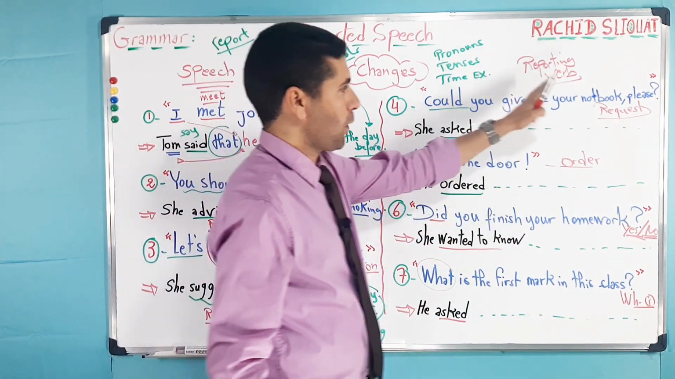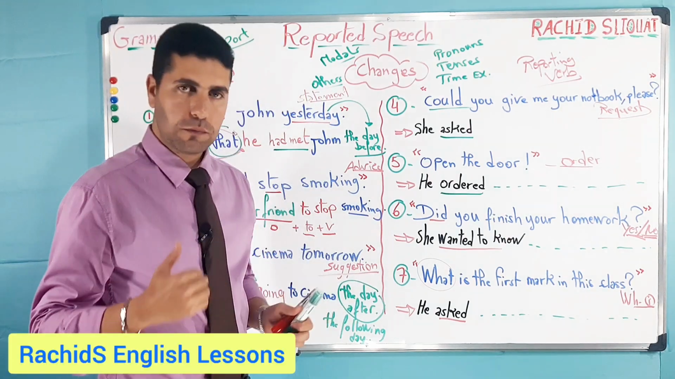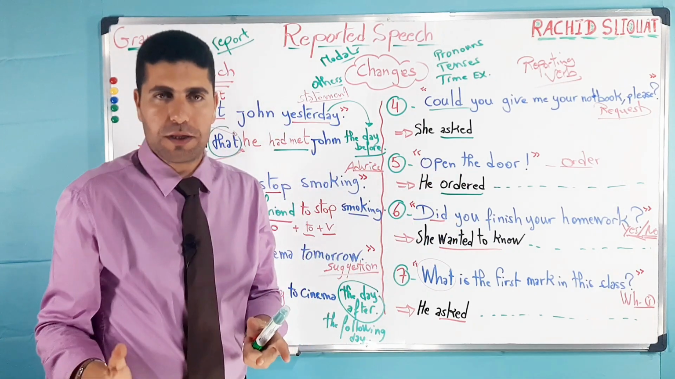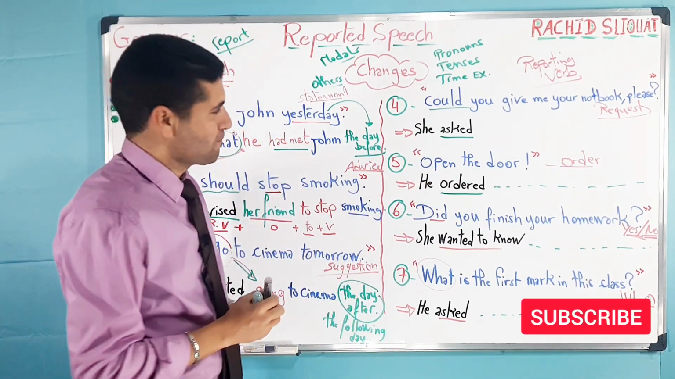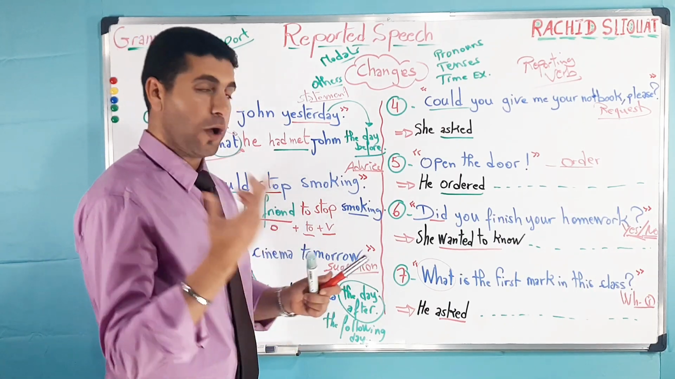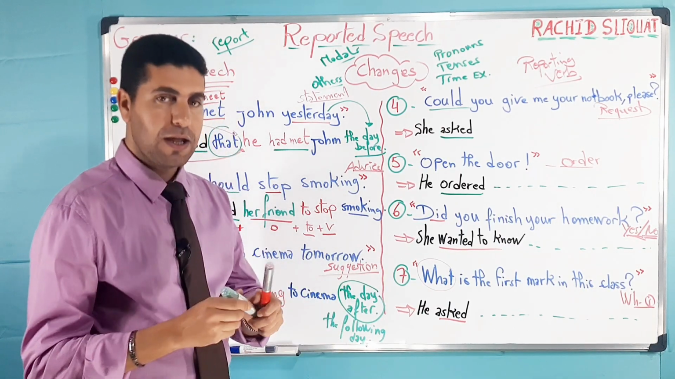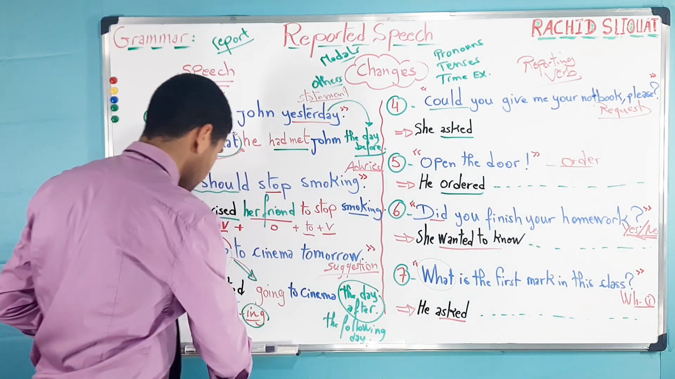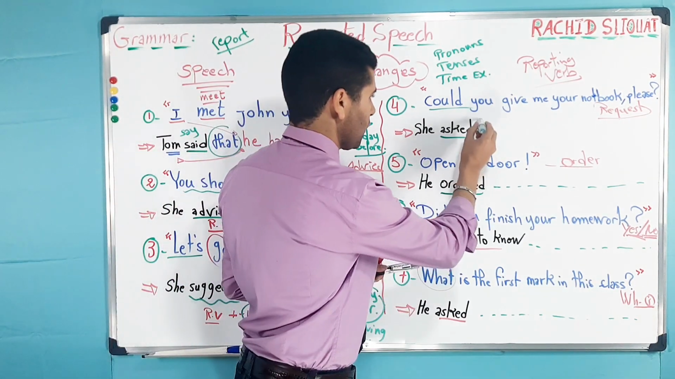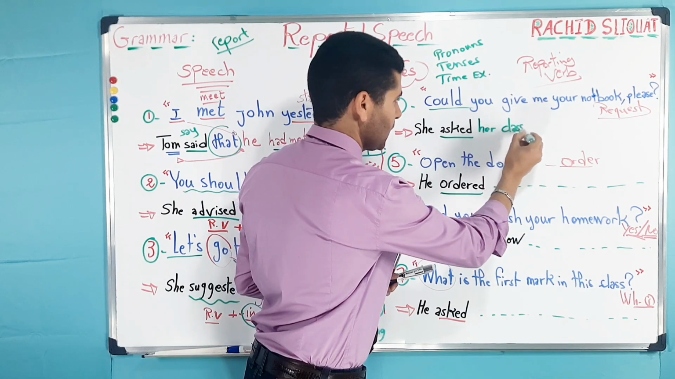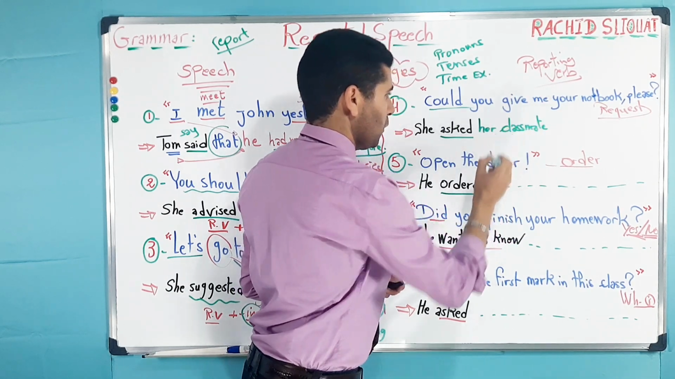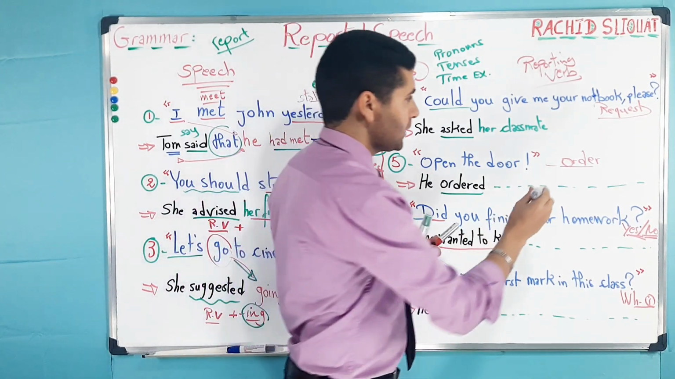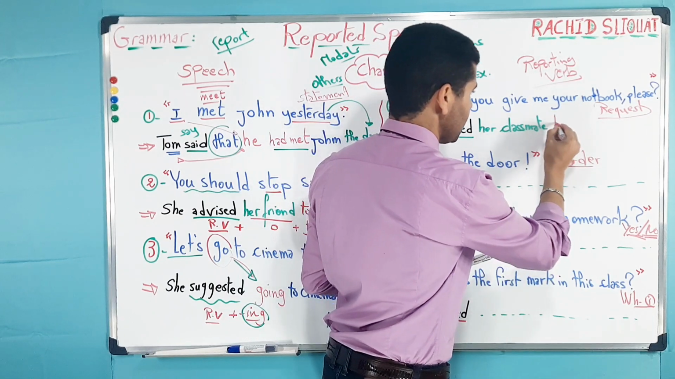Okay, let's go to number 4. Number 4 is a request. So always when you make a request, very simply, you ask someone. You ask someone, maybe your friend or someone you know, for example. So she asked, we can say someone, maybe her friend, maybe him, maybe her, etc. So we can say she asked her classmate, for example, or her friend. She asked her classmates what? To, here we can say to give.